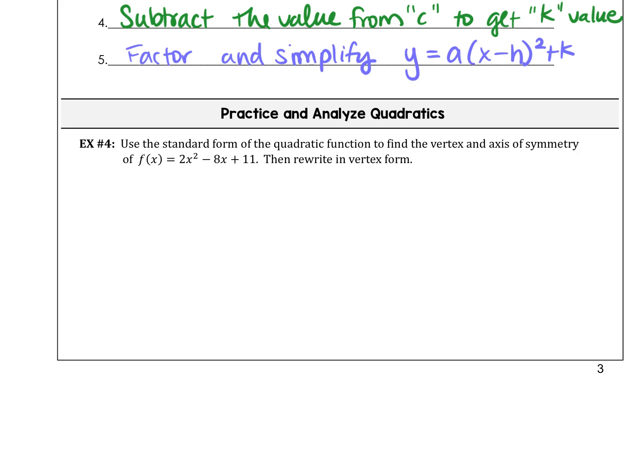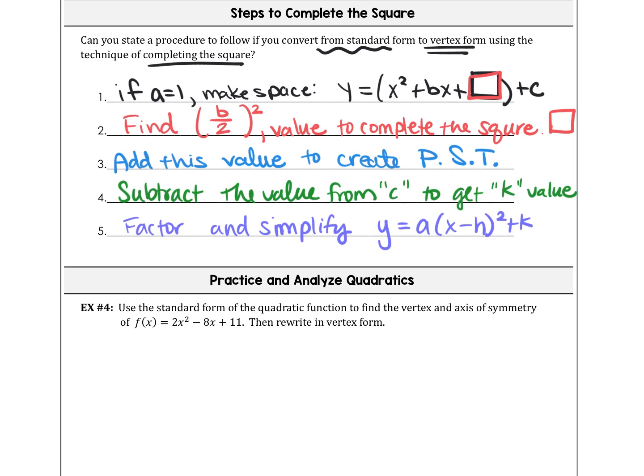Okay, so let's use those steps to go ahead and complete the square to find the vertex form. So here's my standard form. If I were to write this out, I know I would get a, b, and c are 2, -8, and 11. So in order to do this, I'm looking here. If a equals 1, we would isolate it. But here's the deal. Is a 1 here? No, it's not.